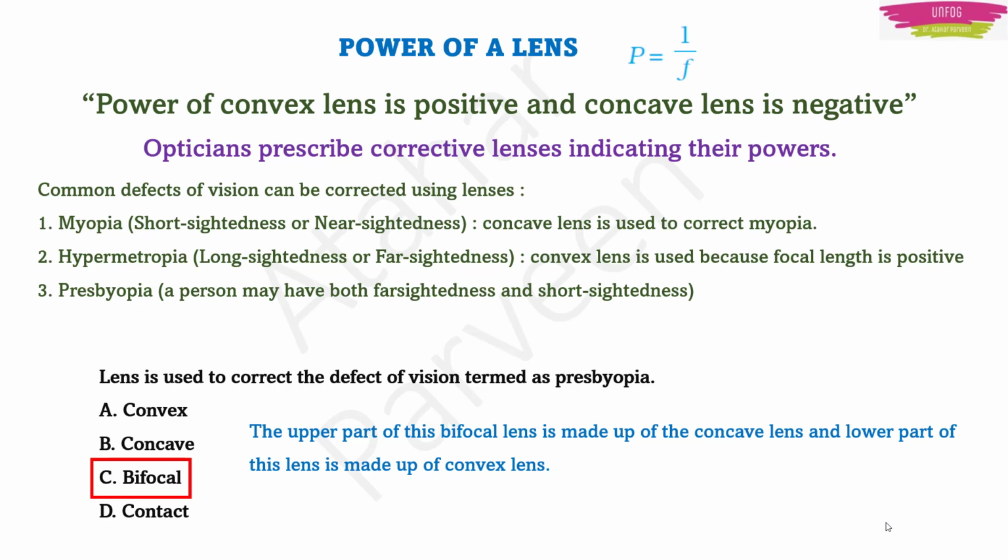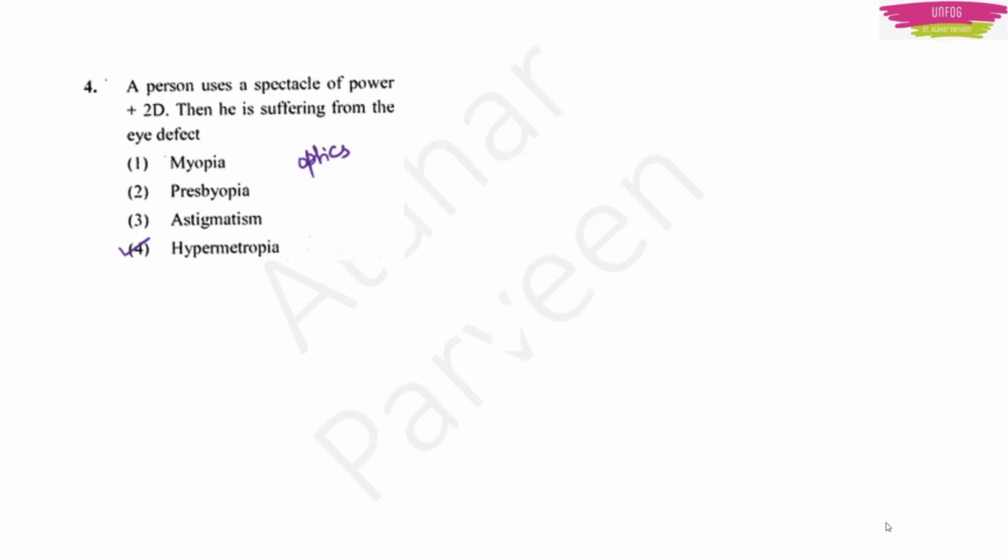Now, based on this lecture, I am going to solve multiple choice questions. So let's start, first with the power of a lens. As I told you, in 2015 the question was asked on hypermetropia. The question was: a person uses a spectacle of power plus 2D. Then he is suffering from which eye defect? See, plus 2D is a convex lens. Convex lens is used for hypermetropia. So option 4 will be the right answer.